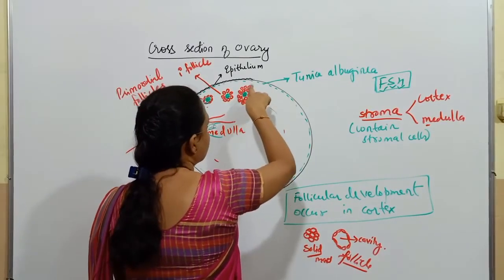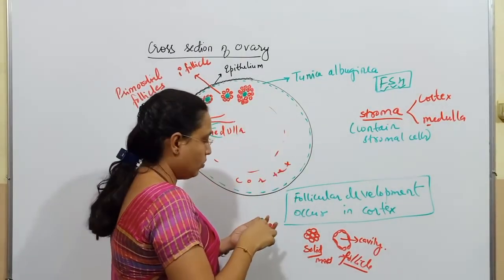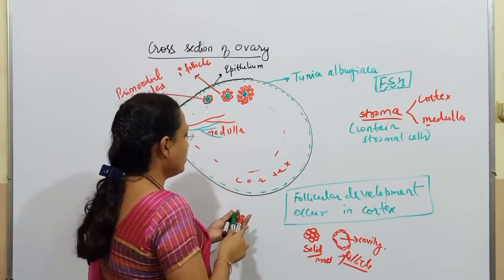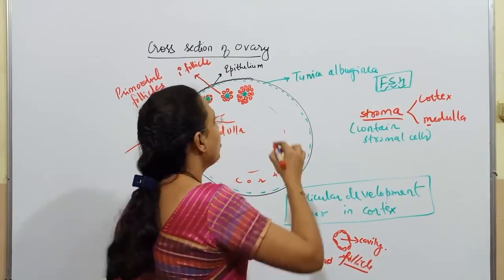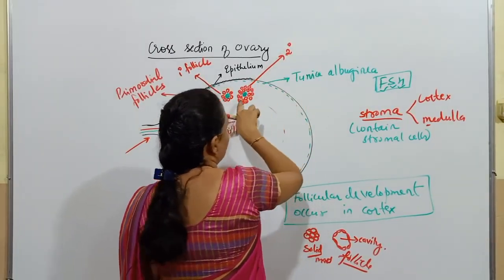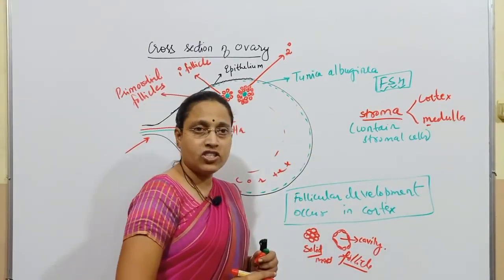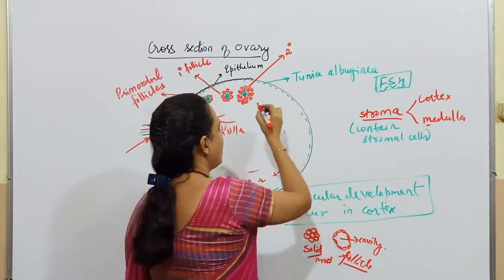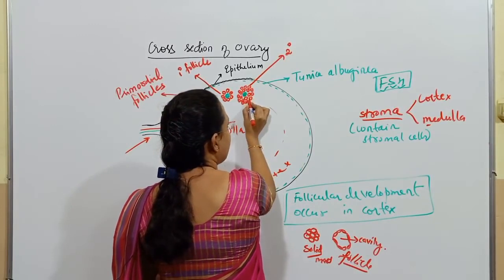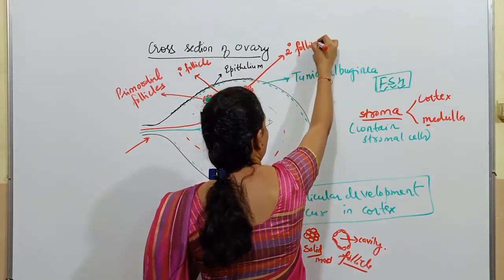Now as the number of follicular layers has increased, the stage is the same, primary oocyte. Now this is called a secondary follicle. Not secondary oocyte, secondary follicle, but the oocyte is in which stage? Primary oocyte. So the stage here is primary oocyte, and this entire follicle is called a secondary follicle.